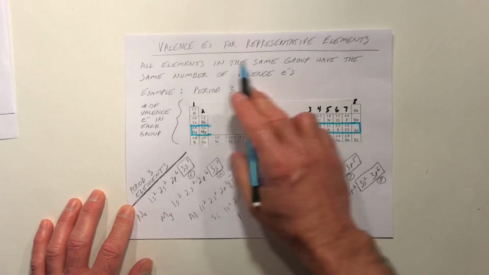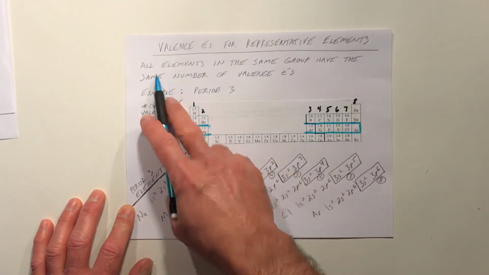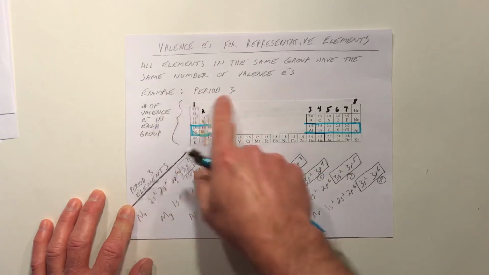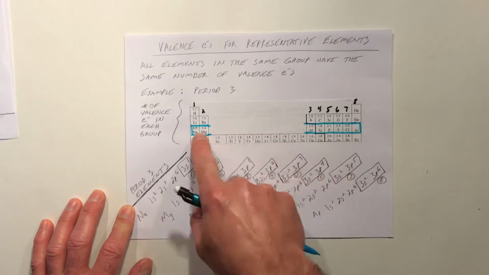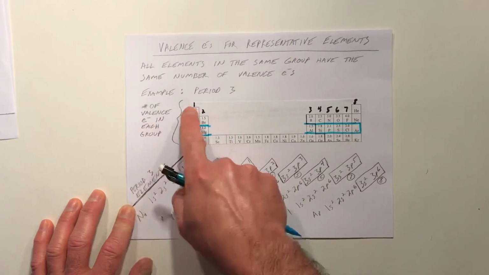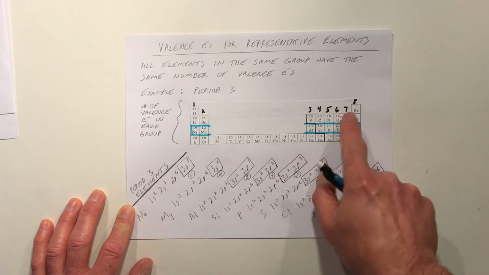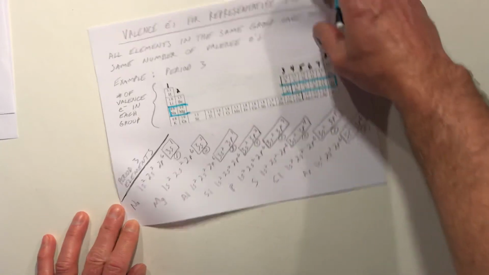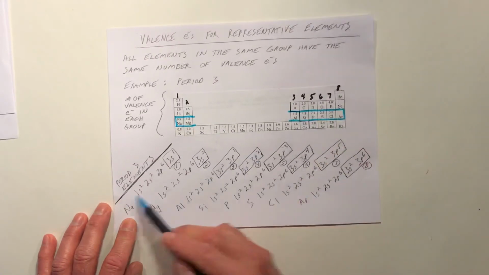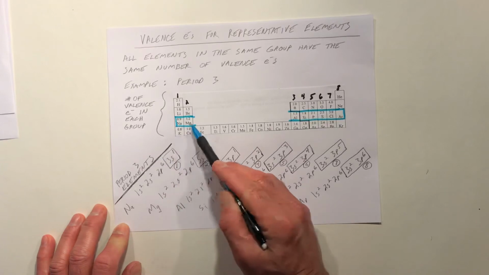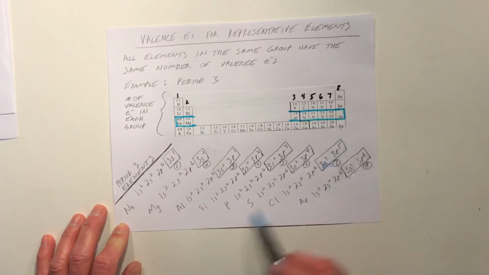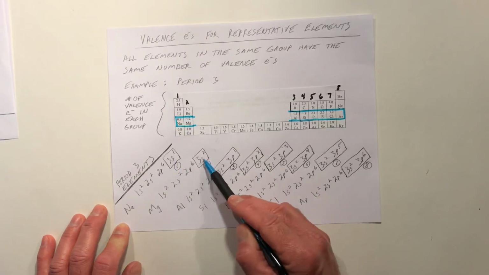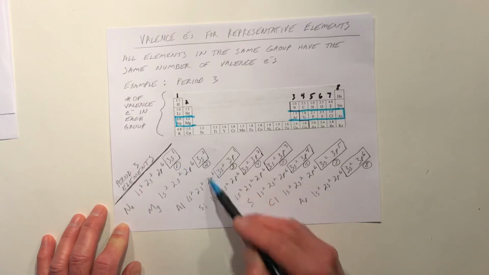We can determine the valence electrons for representative elements, remembering that all elements in the same group have the same number of valence electrons. So if we go across period 3, and I have that highlighted here, the number of valence electrons in each group would be 1, 2, 3, 4, 5, 6, 7, 8. And we can see that if we look at the electron configurations a little bit more closely. Going across the period 3 elements, sodium, magnesium, aluminum, silicon, phosphorus, sulfur, chlorine, argon. Sodium ends with 3s1. Magnesium's electron configuration ends with 3s2, so sodium has 1 valence electron, magnesium has 2.